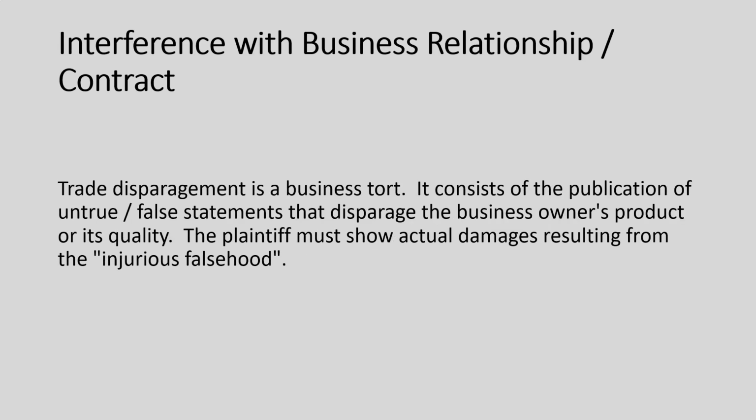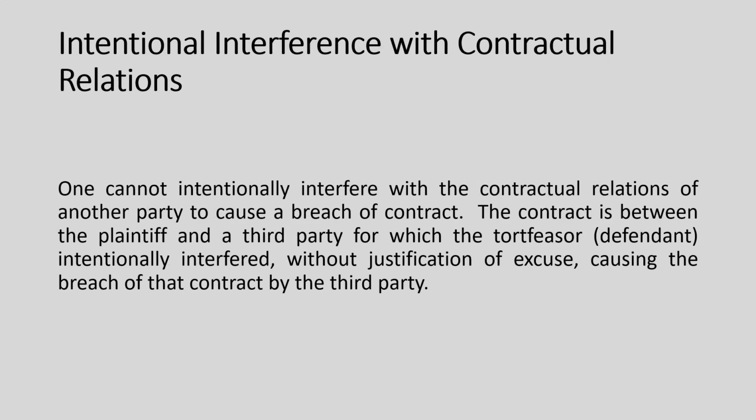Let's talk about interference with relationships, with contracts. Trade disparagement, as noted in your textbook, is a business tort. It consists of the publication of untrue or false statements that disparage the business owner's product or its quality. The plaintiff must show actual damages resulting from the so-called injurious falsehood, however. And there's a section in your textbook that outlines that. One cannot intentionally interfere also with the contractual relations of another party designed to cause a breach of that contract.